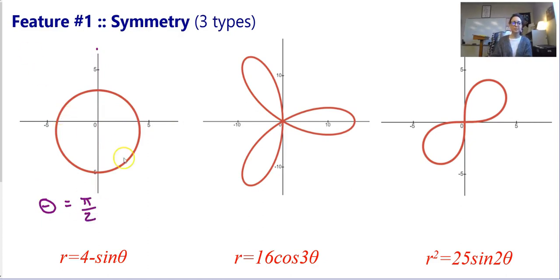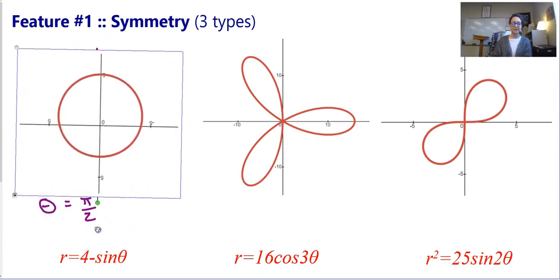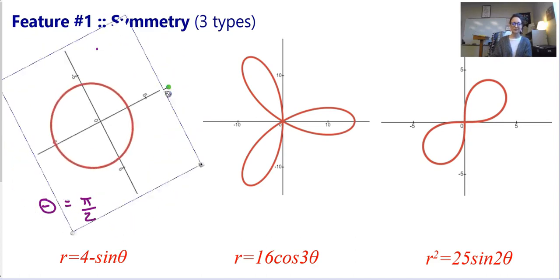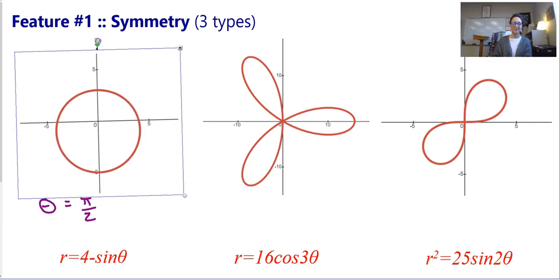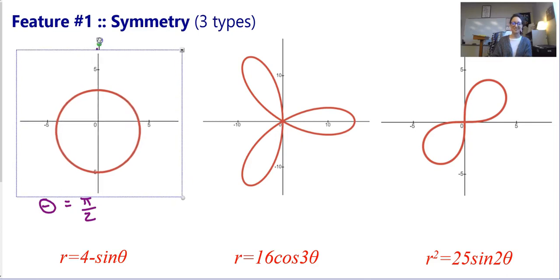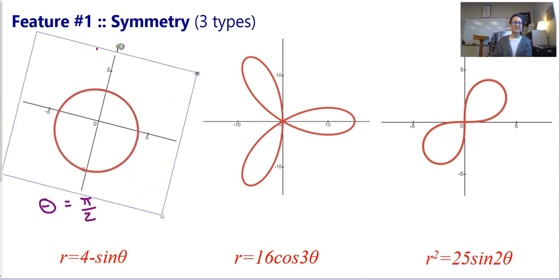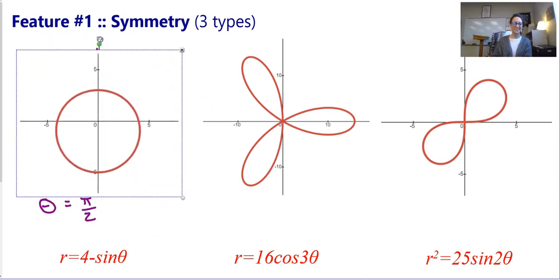Okay, and what about, is it symmetric with respect to the origin, also known as the what? Also known as the pole. And one way to check this is if I rotate this 180 degrees. In other words, if I flip this upside down, do I have the same picture? What do you think, yes or no? I don't, right? If I look at it this way, I have more of the circle on the bottom. Now I have more of the circle on the top, right? So this is only symmetric with respect to the line theta equals pi over 2.